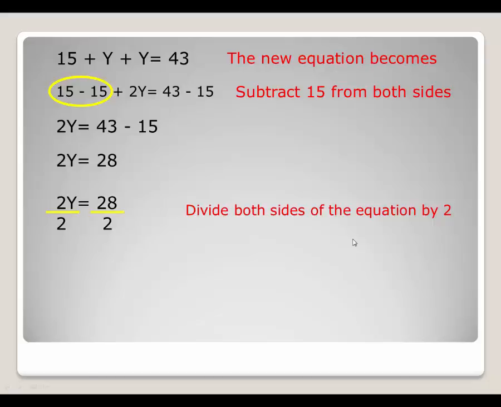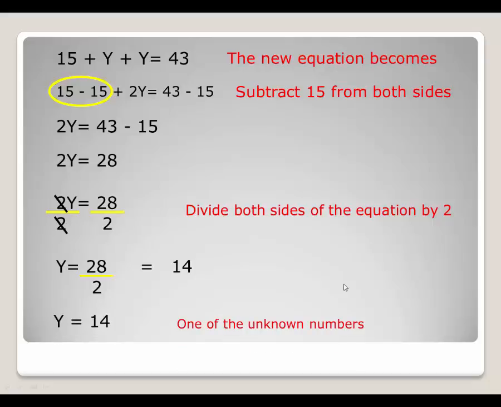Our next step is to cancel out the 2 on the left hand side of the equation. Thus that goes to 1, and therefore we will now have y by itself. So the new equation now becomes y equal 28 divided by 2. This we can easily solve, and the answer becomes 14. So we have now solved for one of the unknown numbers, which is y equals 14.